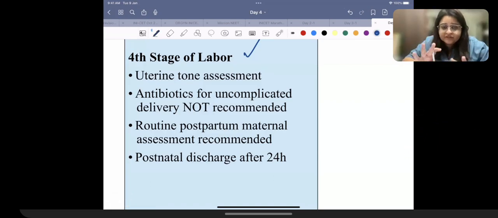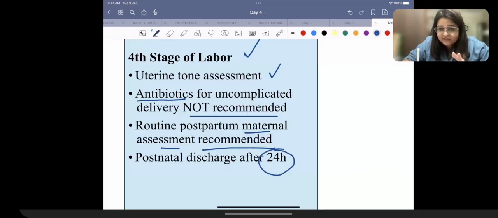Fourth stage of labor is your vigilance. You're keeping a check. You're checking the uterine tone. Routine antibiotics are not recommended. Routine postpartum maternal assessment is recommended, and discharge after a vaginal delivery after 24 hours.